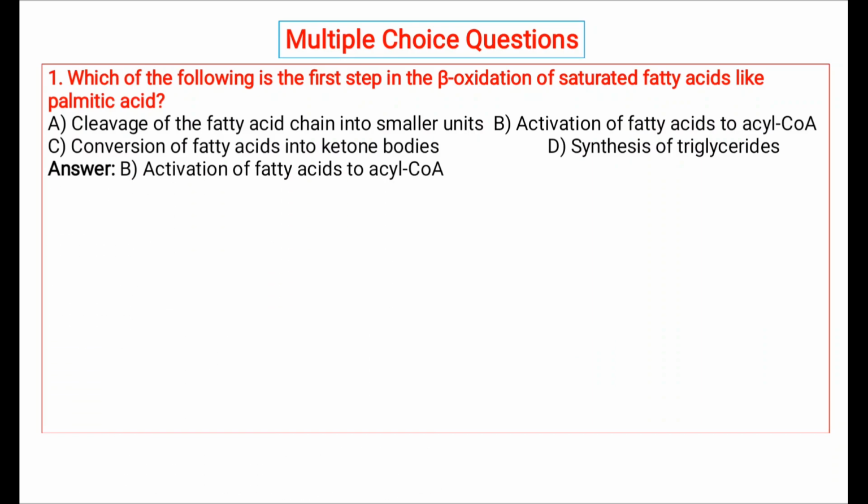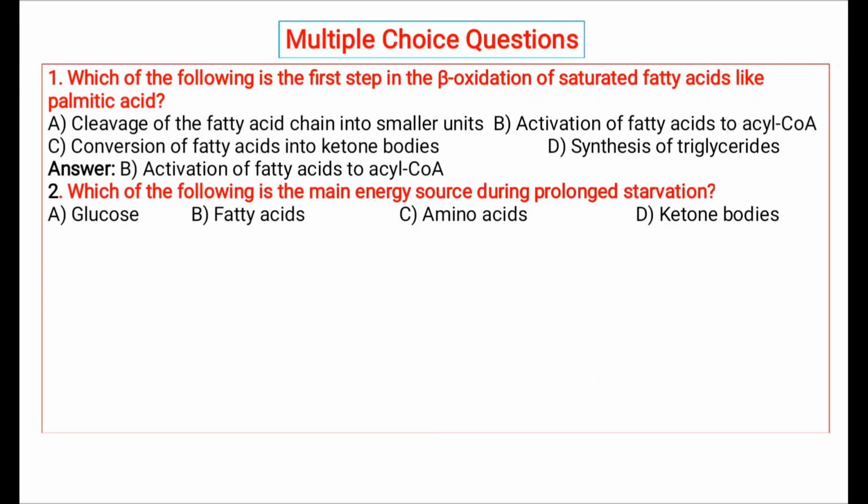So activation of fatty acid into acyl-CoA, then to trans-enoyl-CoA, hydroxyacyl-CoA, and keto-acyl-CoA. Lastly, acetyl-CoA plus acyl-CoA. So B is the correct answer. Activation of fatty acid to acyl-CoA.